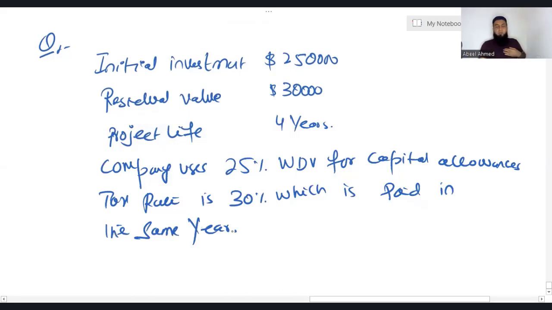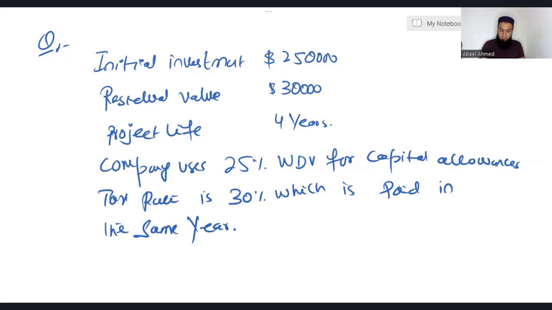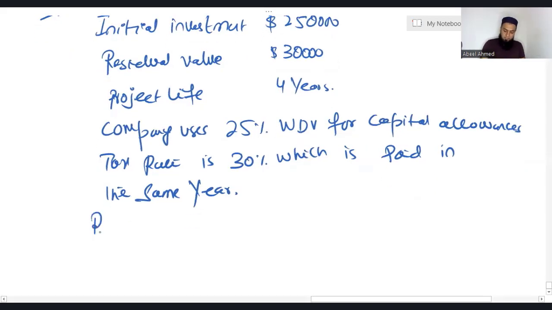When we are saying which is paid in the same year, it means no delay. It means T1 tax will be paid in T1. It means first tax saving will arise from T1, since there's no delay in tax payment. So the first tax payment will arise in the first year. Similarly, the first tax saving will arise in the first year because there's no tax delay.